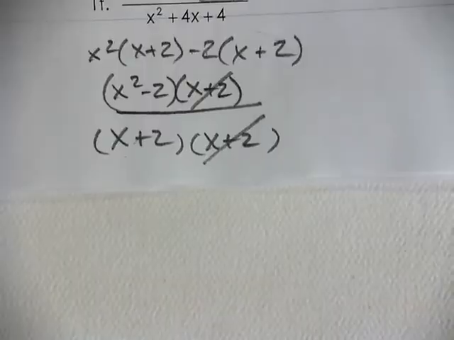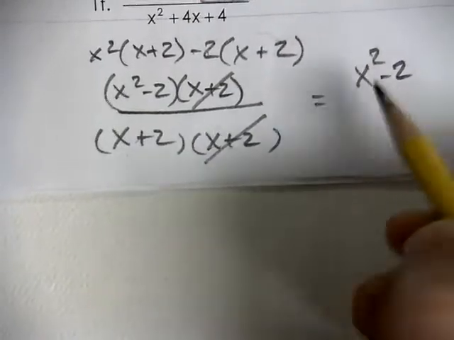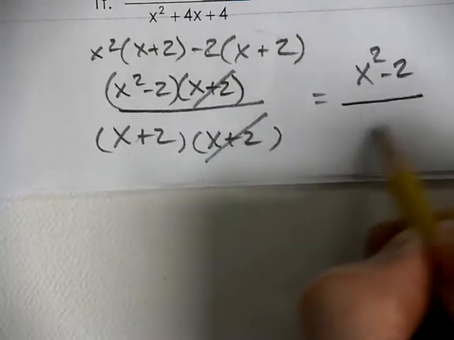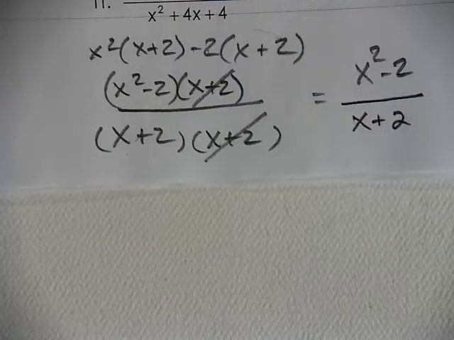So we can cross out our common factors, and we get x squared minus 2. No need for parentheses because we're not multiplying anything else to it. And x plus 2. Can you cross the x's out? Can you cross the 2's out? No.